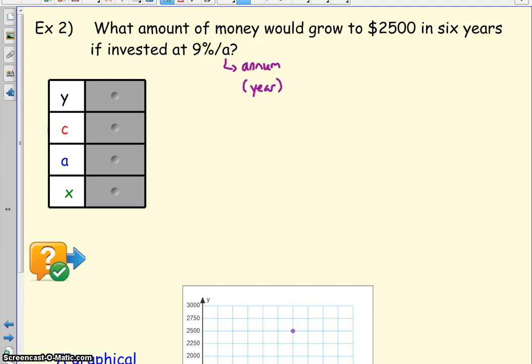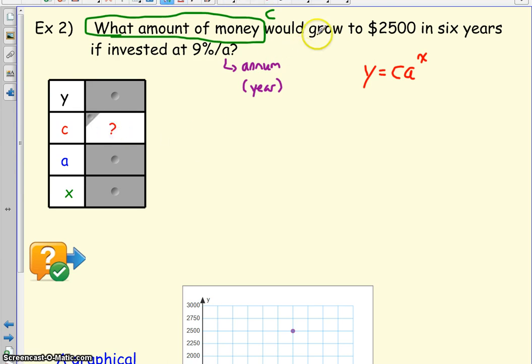Okay, let's take a look at this. So again, it's an exponential word problem, so let's start with our basic y equals c times a to the x. We just need to figure out from the question what goes where in the problem. So what we're told here is that we want to know what amount of money would grow to $2,500 in 6 years. So we don't know what amount we're starting with. Okay, that's what we're looking for. So in this particular case, what we're looking for is c. That's going to be our unknown.